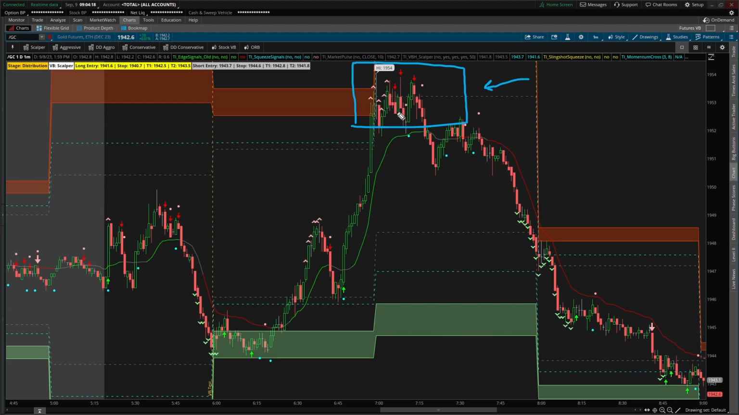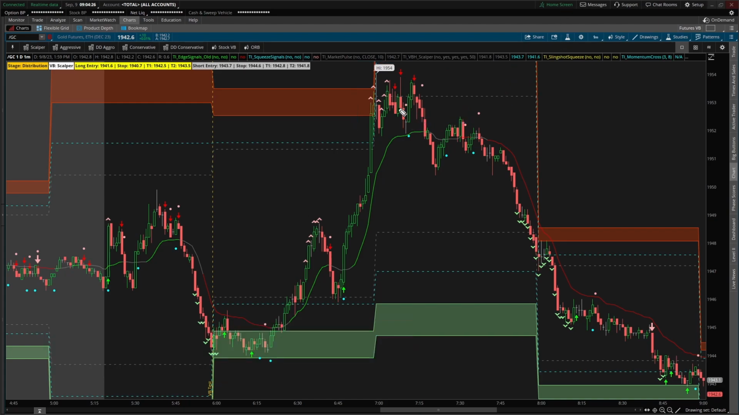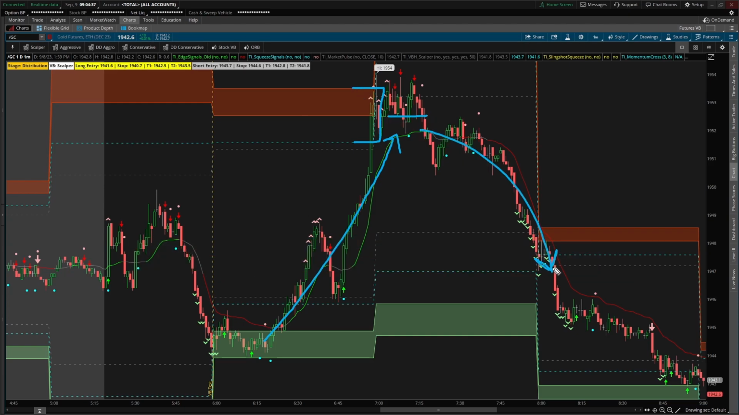For example, this setup right here is our momentum reversal setup. I won't go too deep into that in today's video. I'll leave a link which breaks down that setup in more detail, but that's the overall idea for day traders. Find intraday rallies into key levels. For us, we're going to be using our volatility box zones and take advantage of those levels by fading to the short side. We have a short side bias here, so let's try and take advantage of that.